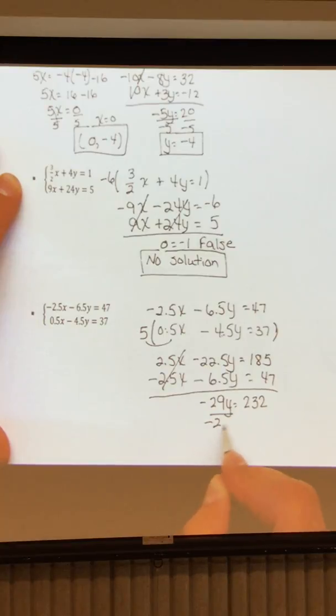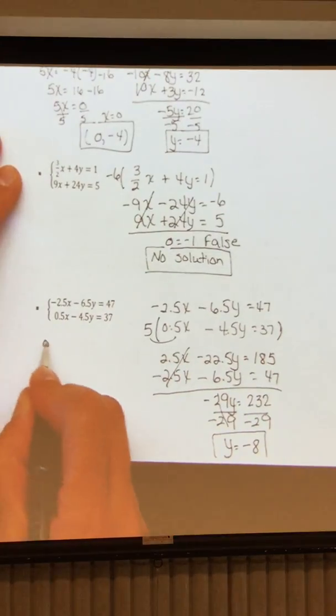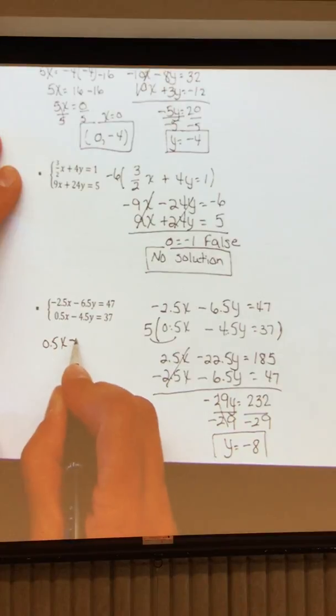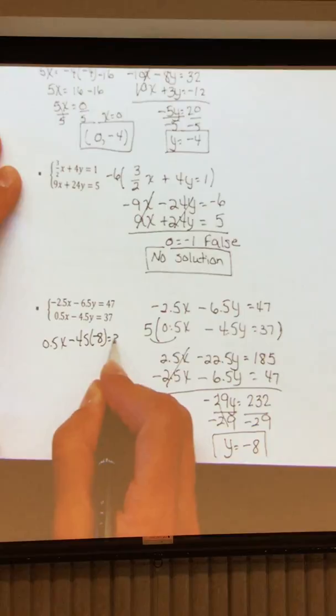And dividing both sides by negative 29, we have 232 divided by negative 29, which is negative 8. And if y is negative 8, let us substitute that value into the second equation and solve for x. So 0.5x minus 4.5 times negative 8 equals 37.